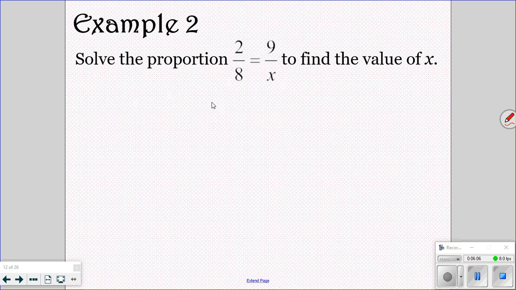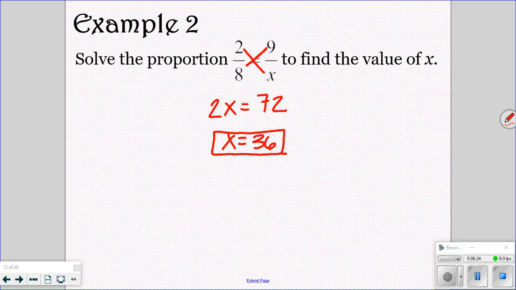So 2 times x would be 2x. 8 times 9 would be 72. And then if you divide by 2, x would be 36. So hopefully you've solved proportions before. If not, that's okay, but this is all you have to do. Cross multiply equals cross multiply, and then solve for your variable.